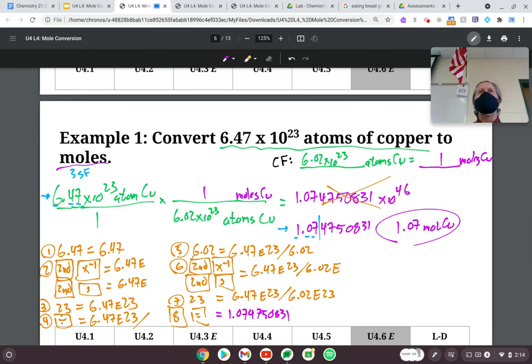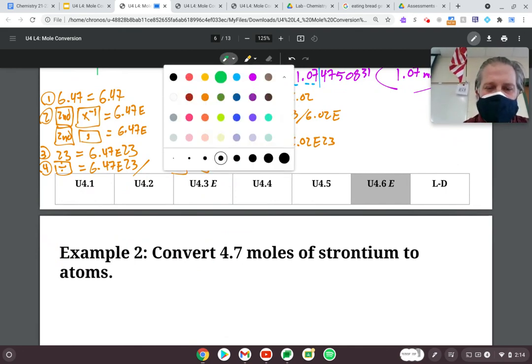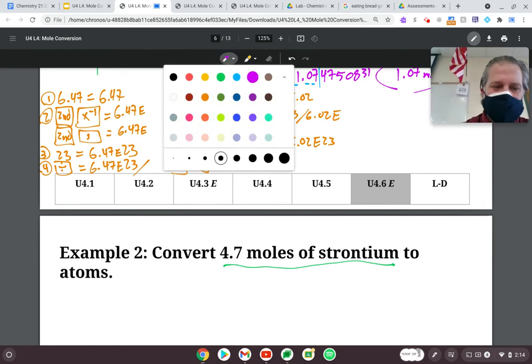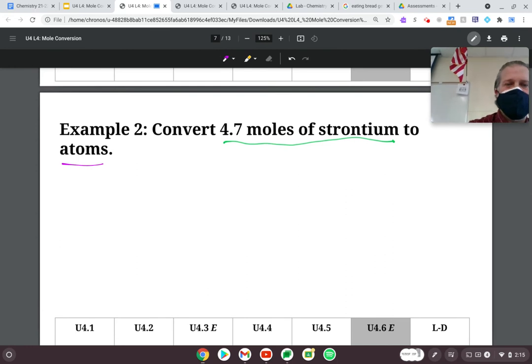Let's try another one. Give it the old GHS try here. So in this case, we are going to convert 4.7 moles of strontium to atoms of strontium. So let's set this up. I'm going to take the 4.7 moles of strontium, put it over 1.